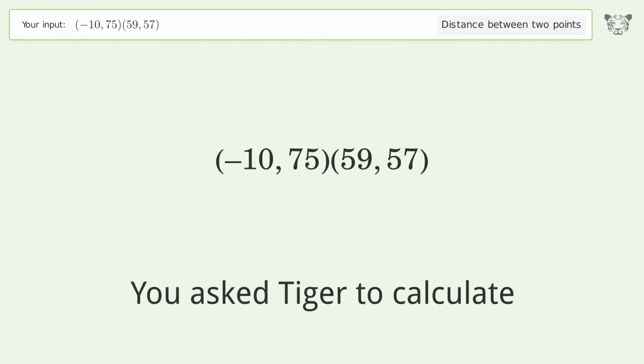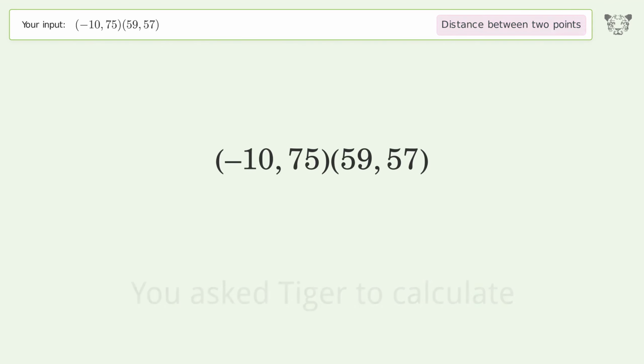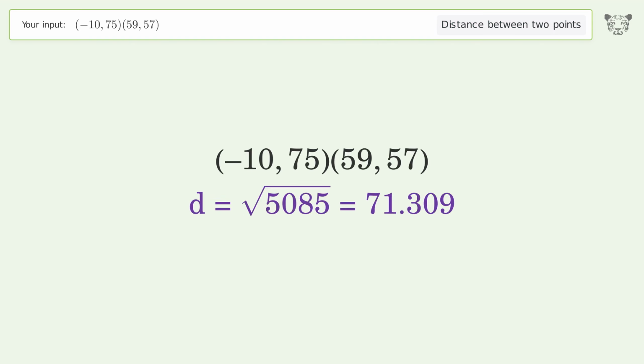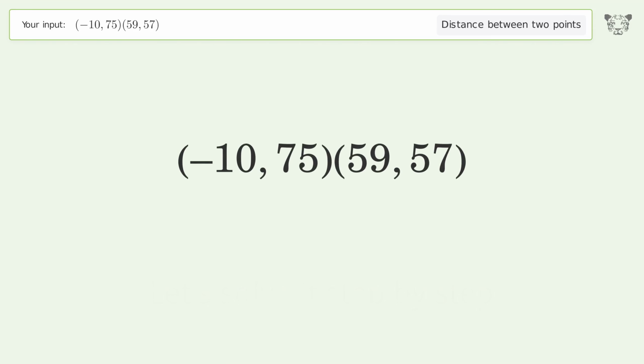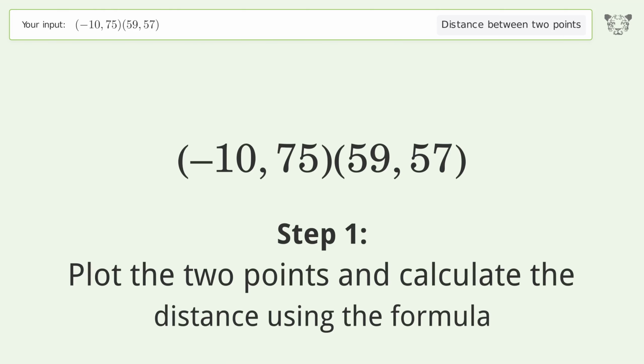You ask Tiger to calculate. This deals with the distance between 2 points. The distance between the 2 points is the square root of 5,085 or 71.309. Let's solve it step by step. Plot the 2 points and calculate the distance using the formula.